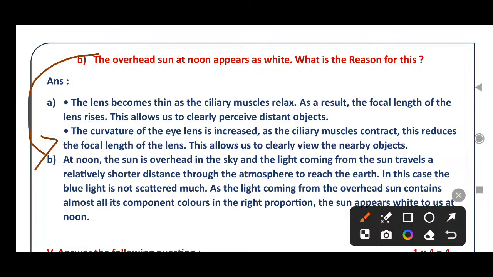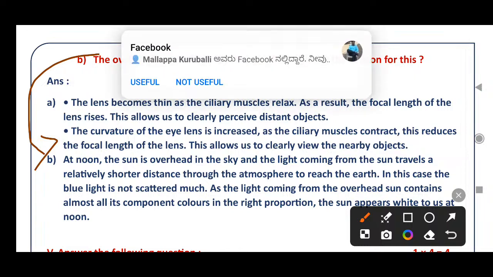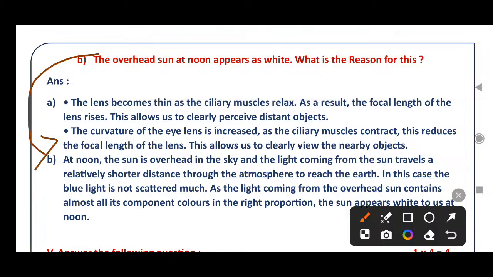What is the reason for this? See, at noon the sun is overhead in the sky, and the light coming from the sun travels a relatively shorter distance through the atmosphere to reach the earth, compared to morning and evening. In this case, the blue light is not scattered much, as the light coming from the overhead sun contains almost all its component colors in the right proportion. The sun appears white to us at noon.